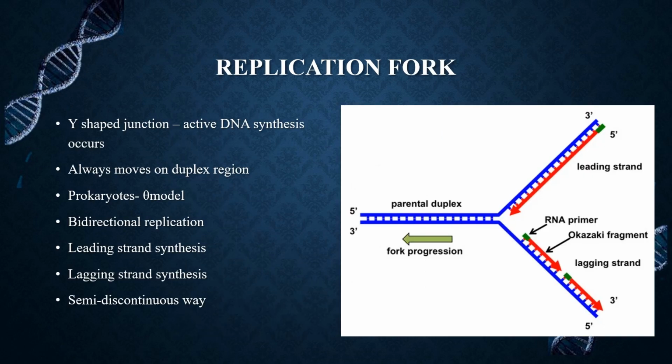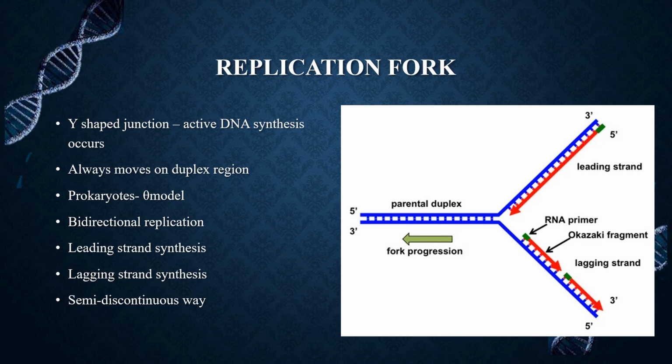Replication fork. A Y-shaped junction where active DNA synthesis occurs is called a replication fork. A replication fork always moves on the duplex region, mainly in the 5' to 3' direction. The prokaryotic genome replication is called theta model replication because the replication intermediate resembles a theta. Also, replication in prokaryotes is bidirectional, which means two replication forks will be generated from an origin, which move in the opposite direction.